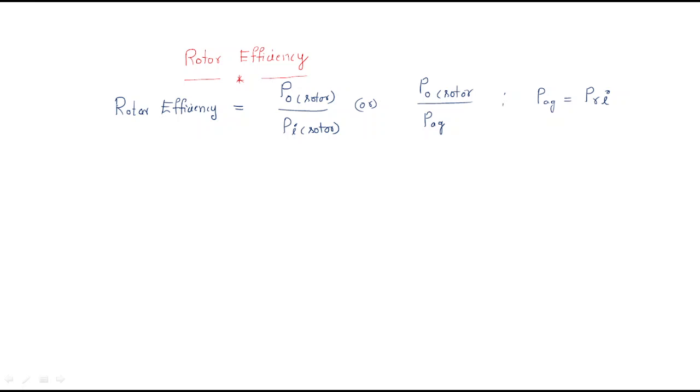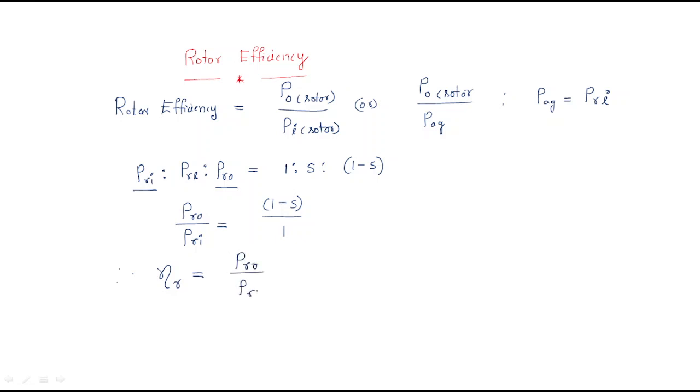So in the last discussion we already found a relation. The relation is: the rotor input, rotor loss, and the rotor output will be in the ratio 1 : S : 1 minus S. Here this is the rotor input and this is the rotor output. So I will directly write from that ratio, rotor output by rotor input is (1 minus S) by 1. Therefore finally the rotor efficiency is rotor output by rotor input.